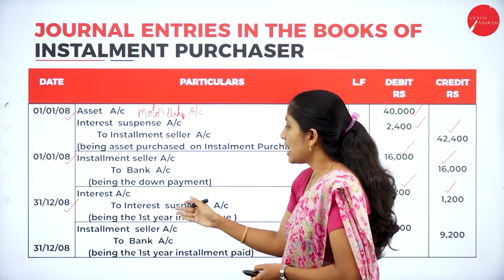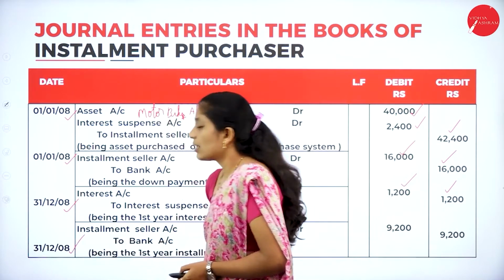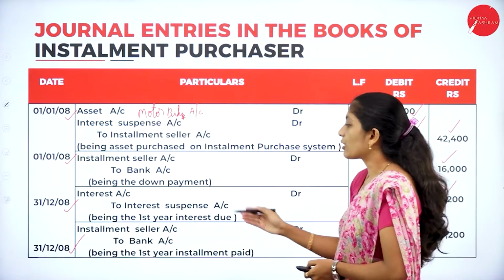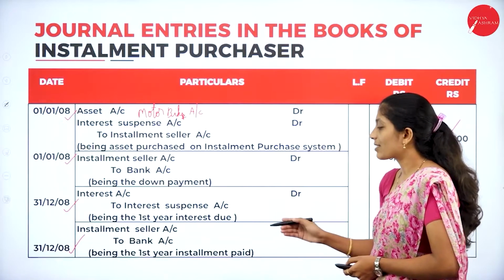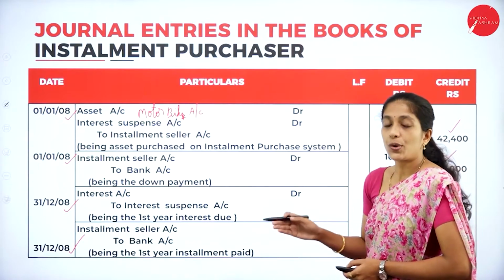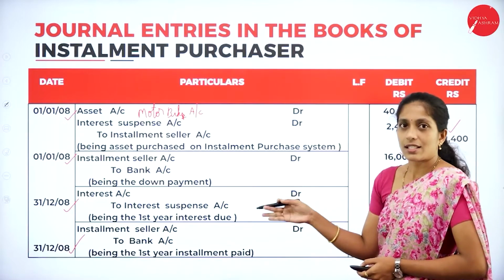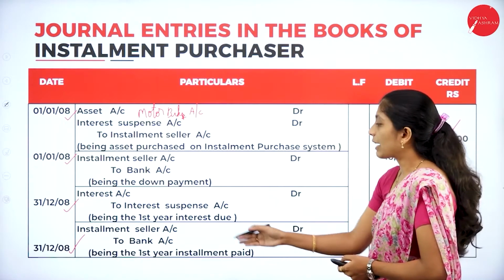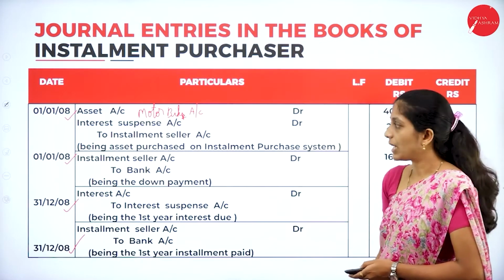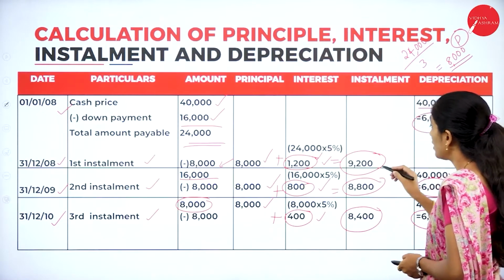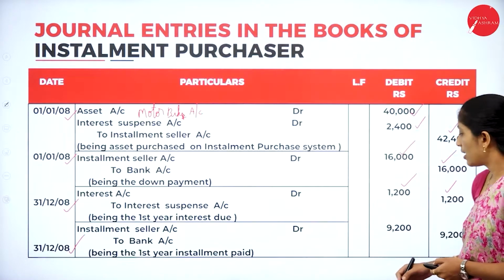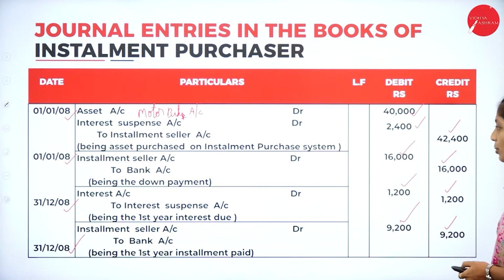Next, your fourth entry is for installment paid. So what is the entry? Installment seller account debit to bank account, being the first year installment paid. Now who is the installment seller here? Hero Honda, right? Now what is the first year installment? It is 9,200. So record this 9,200.